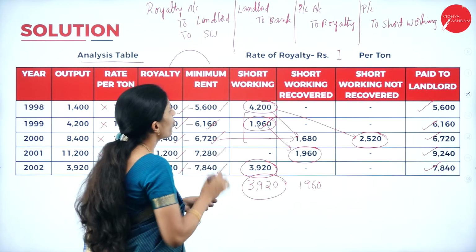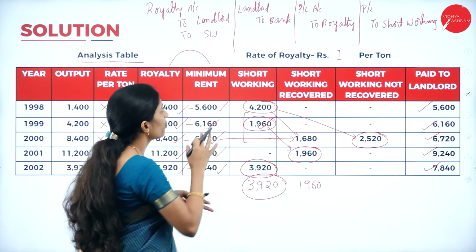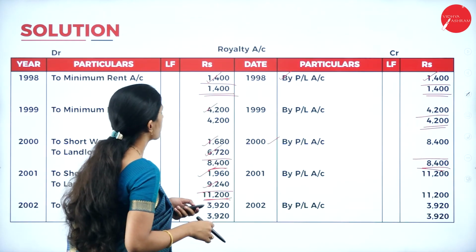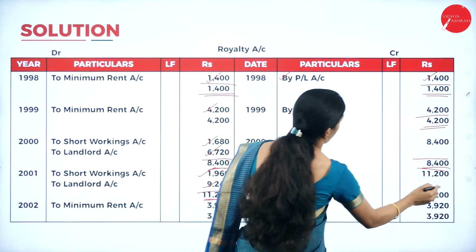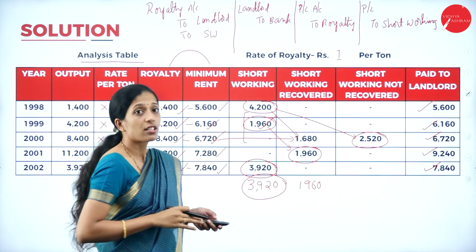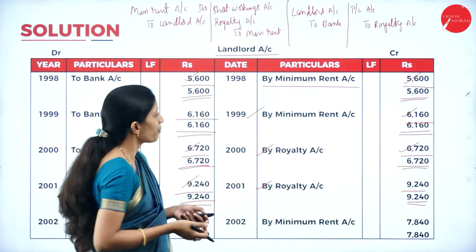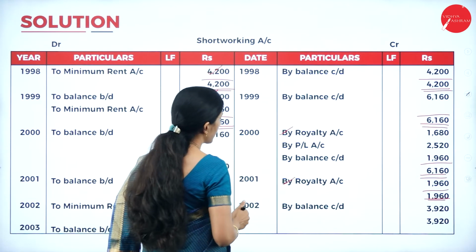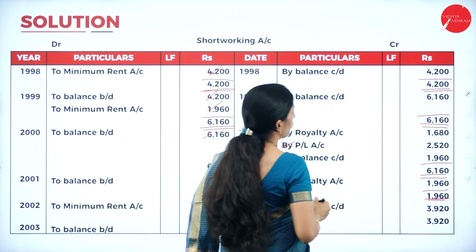Next, your next entry is profit and loss account debit to royalty. So in royalty, how do you write? By profit and loss. So in royalty, you will write it as by profit and loss 11,200. Next entry, profit and loss to short workings. So in your short workings account, you will write it as by profit and loss account, that is 2,520.